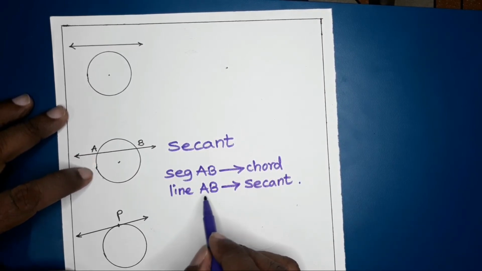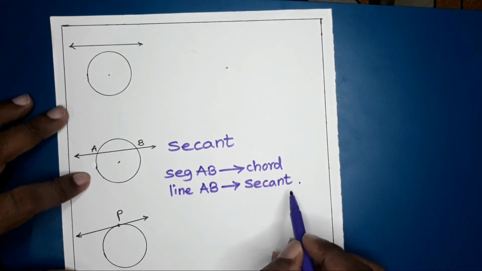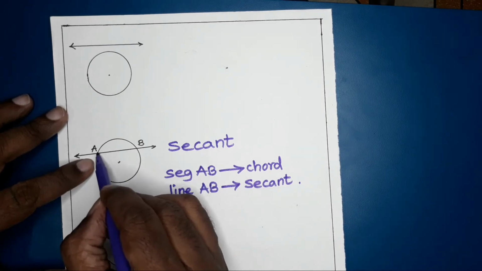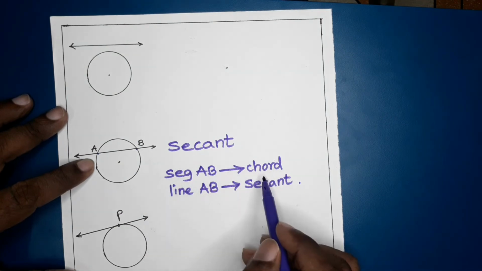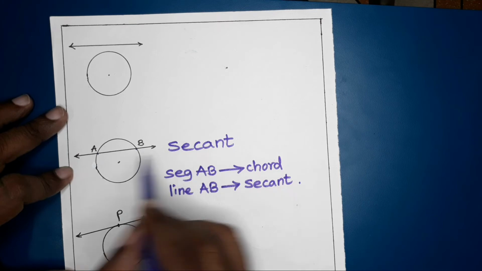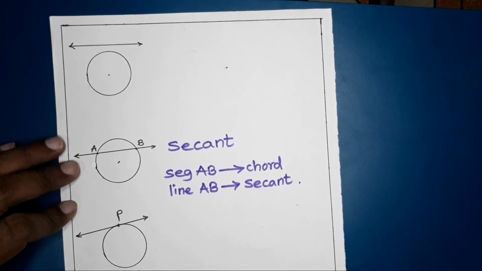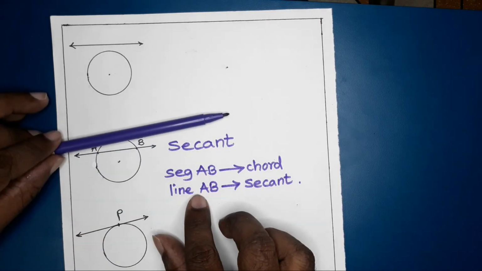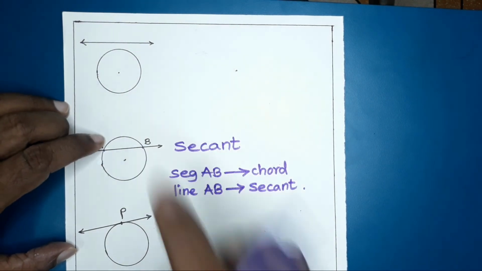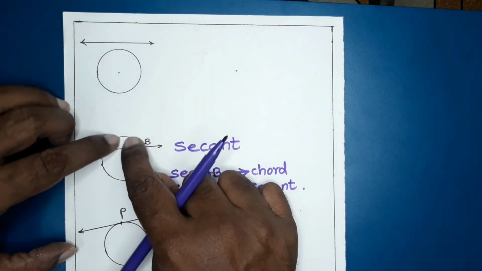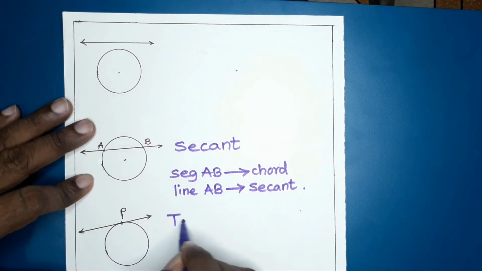So how you write this AB is important. If I call it a line, then it is a secant, and if I call it segment AB, then it has end points, so it becomes a chord. It is a segment. So what is a secant? A secant is a line intersecting a circle in two different points. If I move this line outward, then these two points come closer and closer, and at a certain stage these two points coincide with each other and the line just touches the circle, then it is called a tangent.